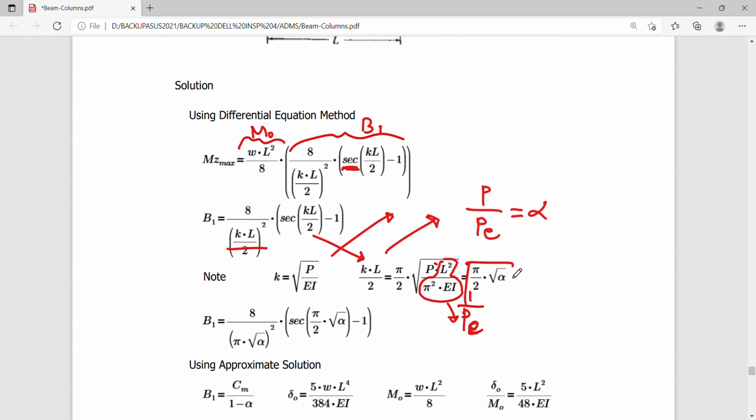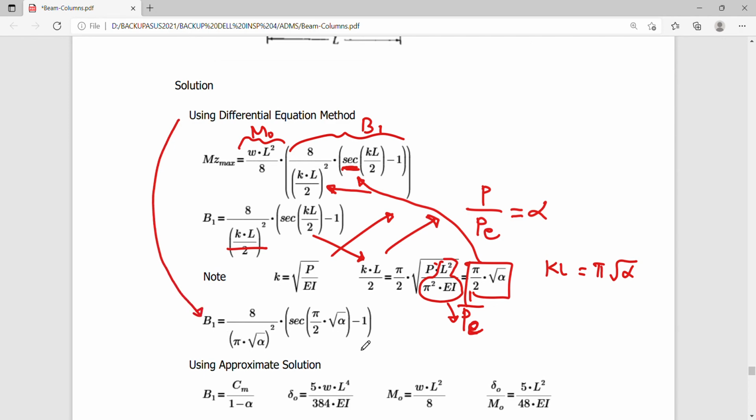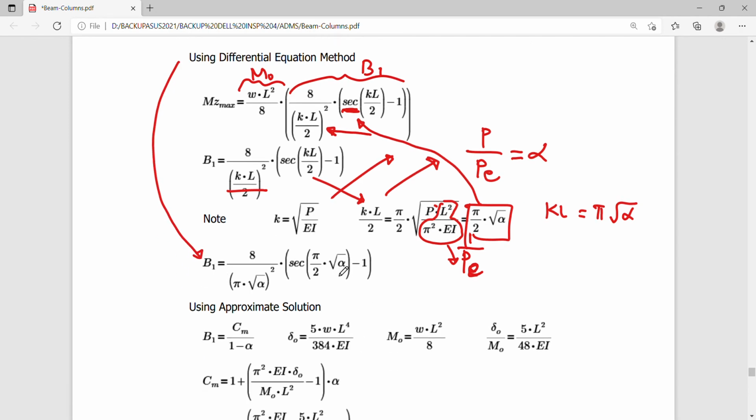So we now substitute this directly into the secant formula, and the KL over 2 also here. But here we need to multiply it by 2 such that this is now equivalent to pi square root of alpha. Okay, so your KL is simply equal to pi square root of alpha. So you just remove the 2 there. So B1, based on the differential equation method, will now be this one here, by simply substituting the value.